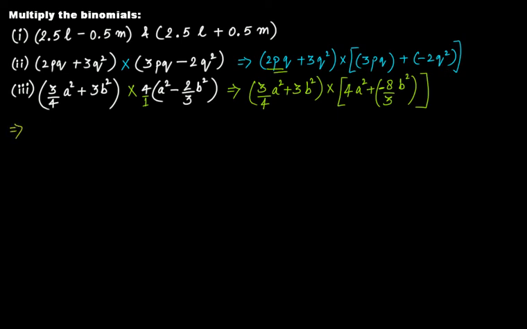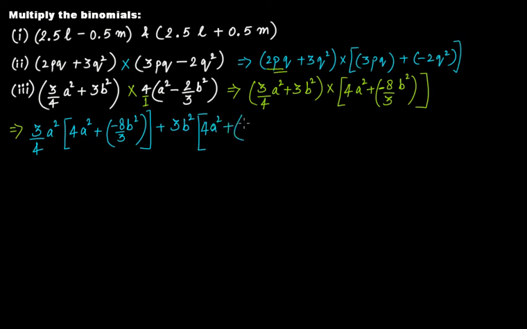this is 3 by 4 a squared, so 3 by 4 a squared multiplied by 4a squared plus minus 8 by 3 b squared. This is plus 3b squared multiplied by 4a squared plus minus 8 by 3b squared.